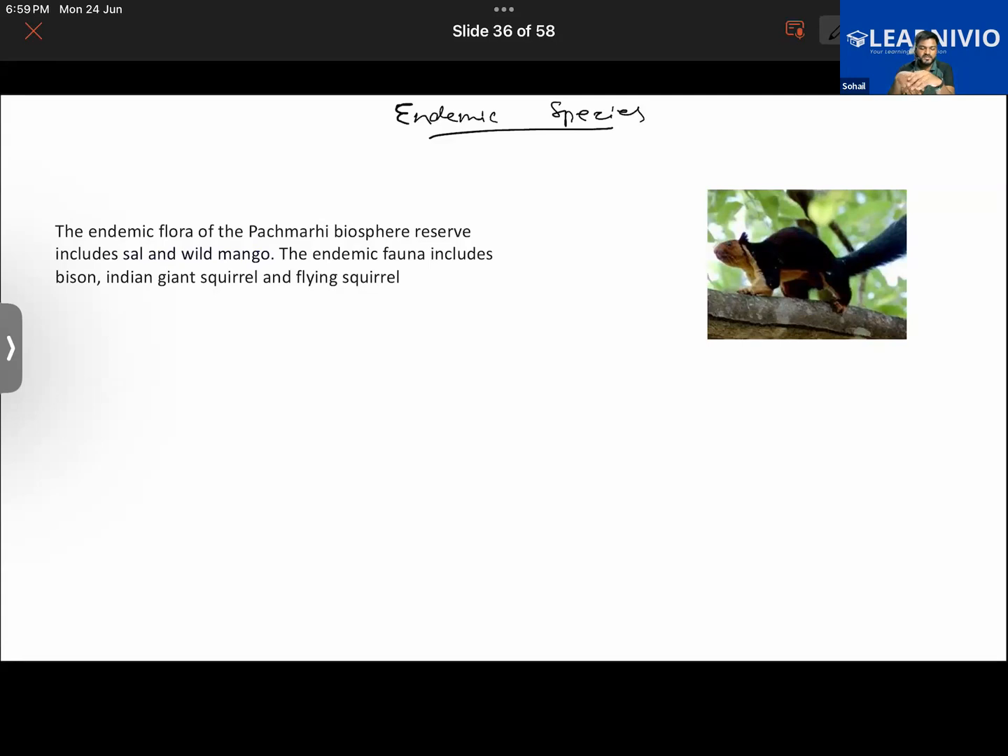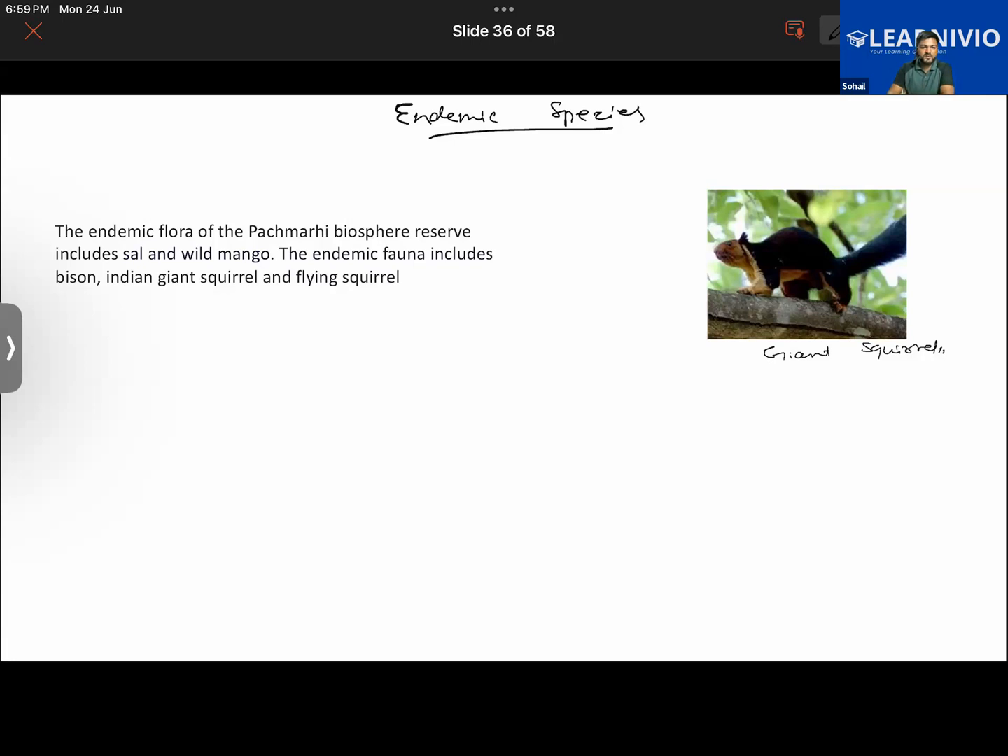Okay, like for example, this giant squirrel that you see over here, this is endemic to the Panchmari Biosphere Reserve. It is found to be living in this area only. Naturally, it is found to be living in this area only. That's a different thing if you were to capture it and cage it and bring it to your home. But naturally, it will be found in this area only. Getting it, guys?